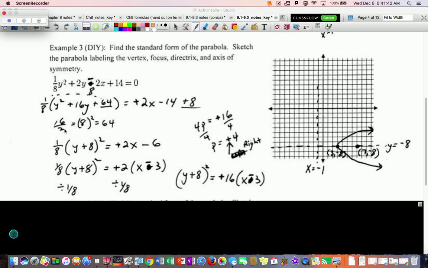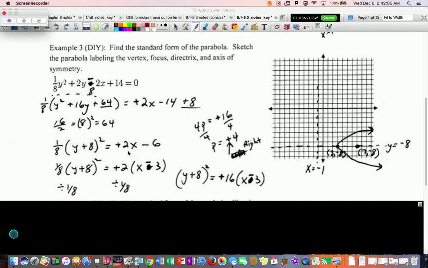Divide by 2, I get 8. Square it, I get 64. So when I add 64, you have to remember there's a number out front. So draw that dotted line. 1/8 times 64 is 8. So I've changed by 8. So I add 8 over here. Now I have a positive 8 in parentheses, so I have y plus 8, quantity squared.